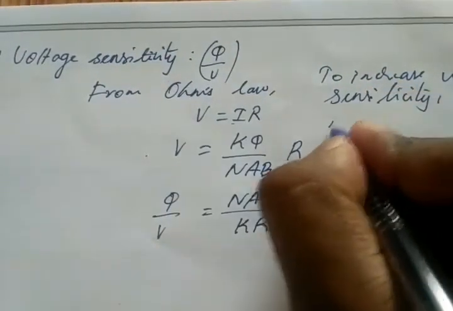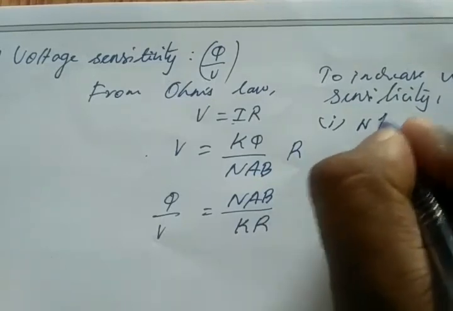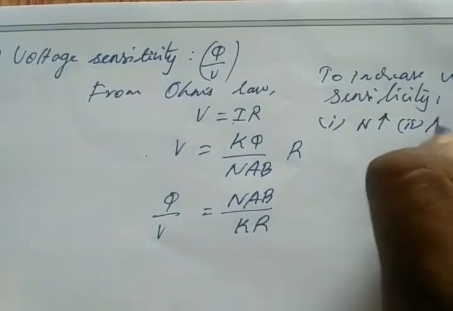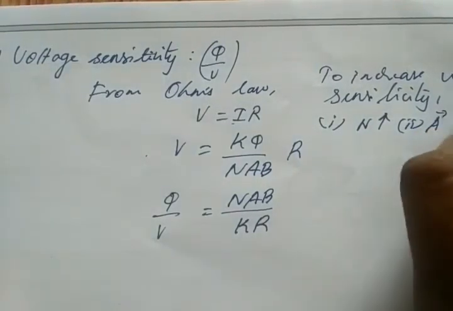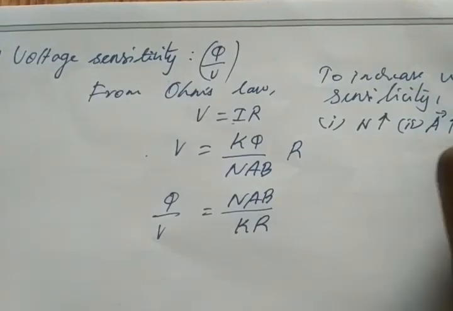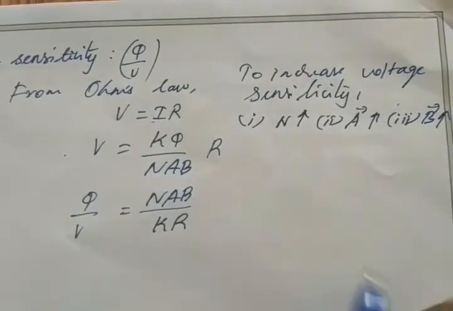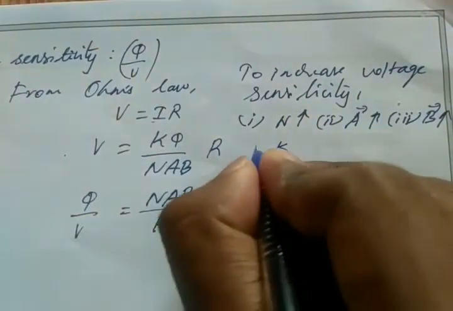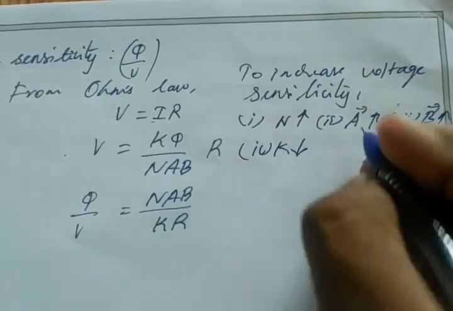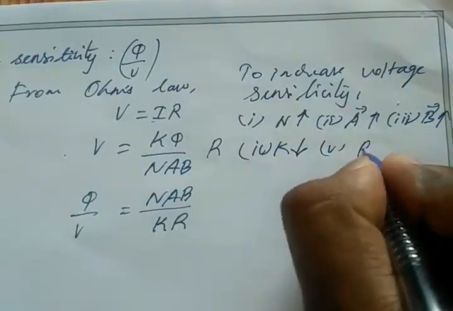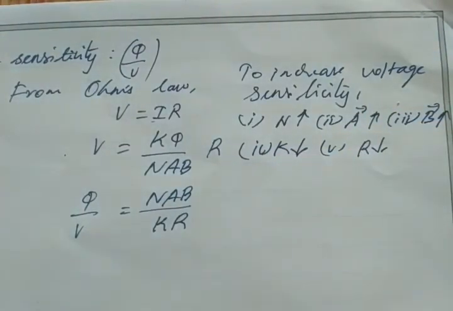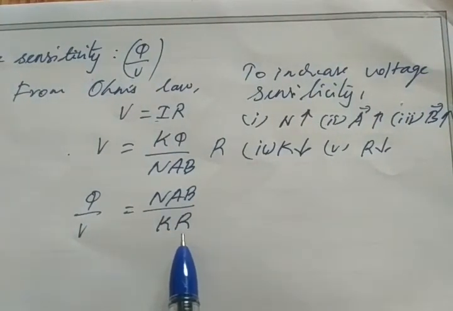What are they? First one is we have to increase the number of turns and the area of cross section, and then the magnetic field. Then we have to reduce the K value, and we have to reduce the resistance, because resistance is in the denominator, so we have to reduce the resistance. Then we are able to get more voltage sensitivity.